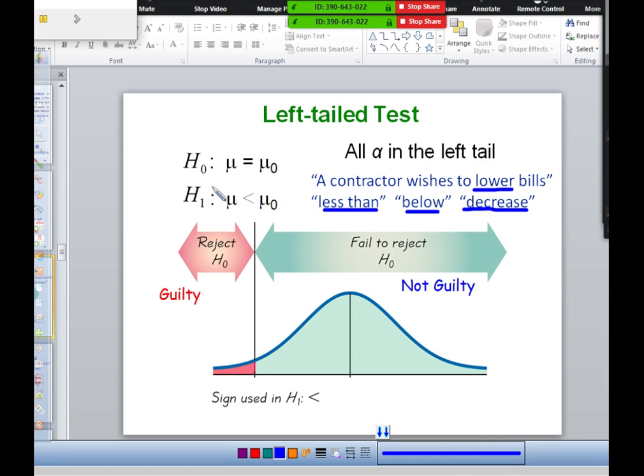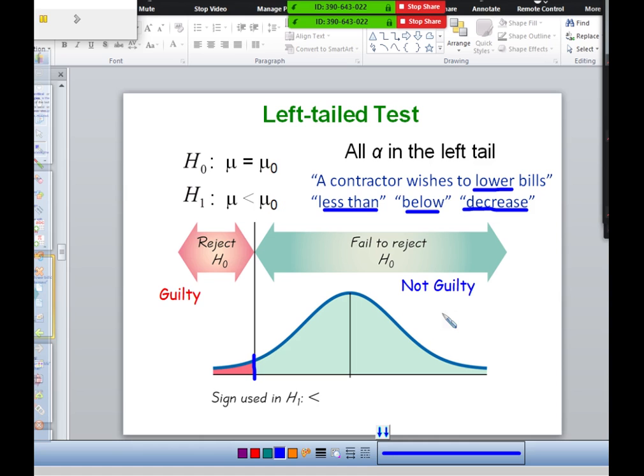So your H1 is going to be mu is less than the other mu, and you're going to have a left-tailed test. Your critical value is going to be right here, and you're going to shade on the left-hand side. Your guilty is going to be on this left side, and this other range over here is going to be the not guilty range.